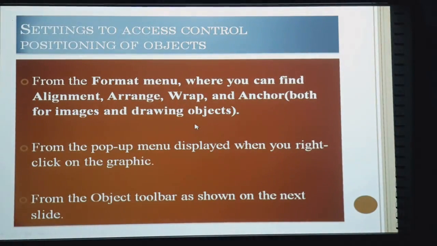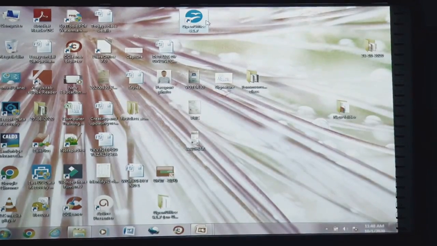Microsoft OpenOffice. Now the second, from the pop-up menu displayed when you right click on the graphics. Apart from this format menu, one more method is there, that is by choosing the graphic object. By choosing the graphic object, we can directly bring up a pop-up menu by right clicking on that particular graphic. So how is it achieved? See.